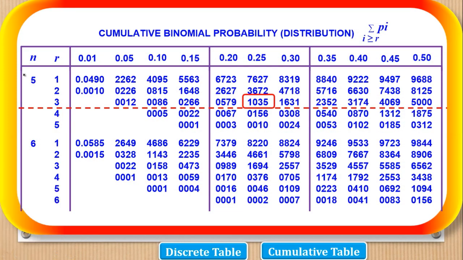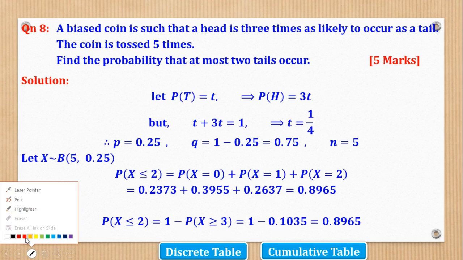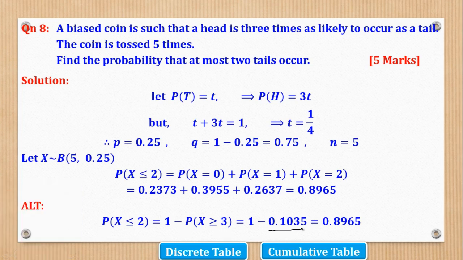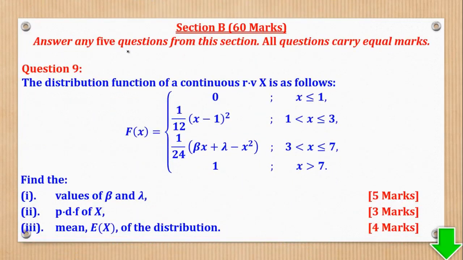So I'll come and look for n equal to 5, look for r equal to 3, and look for p equal to 0.25. Then the value will be 0.1035. And that's what we shall write here. You can see 0.1035. And when I subtract, I'll come up with this, which is the same as before. So any of the two methods is okay. So that was section A. Now we shall go to section B.